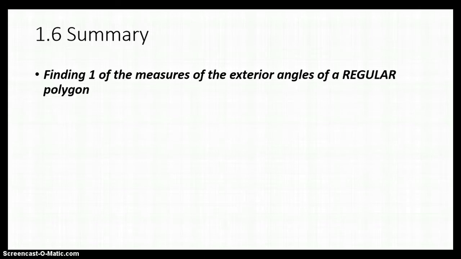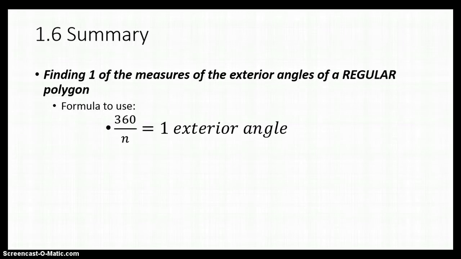Next example, find one of the measures of the exterior angles of a regular polygon. Remember before we said that the sum of the exterior angles never changes. It's always 360 degrees. So if I know the type of figure it is, then to find one of the angles, I just take 360 and divide it by the number of sides, and that gives me one exterior angle.